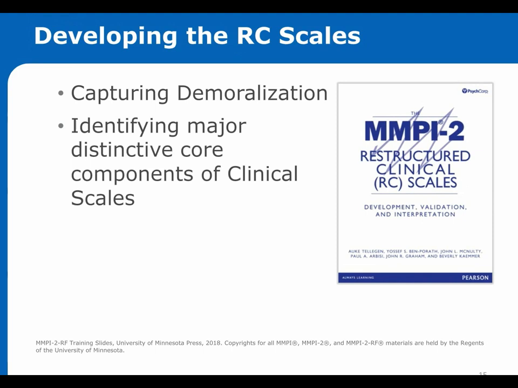The second step of the RC scale process was to identify the major distinctive core components of each of the original clinical scales. A feature was considered to be distinctive and a core component if it measured something that was not highly associated with demoralization or any of the core components identified for the other clinical scales.